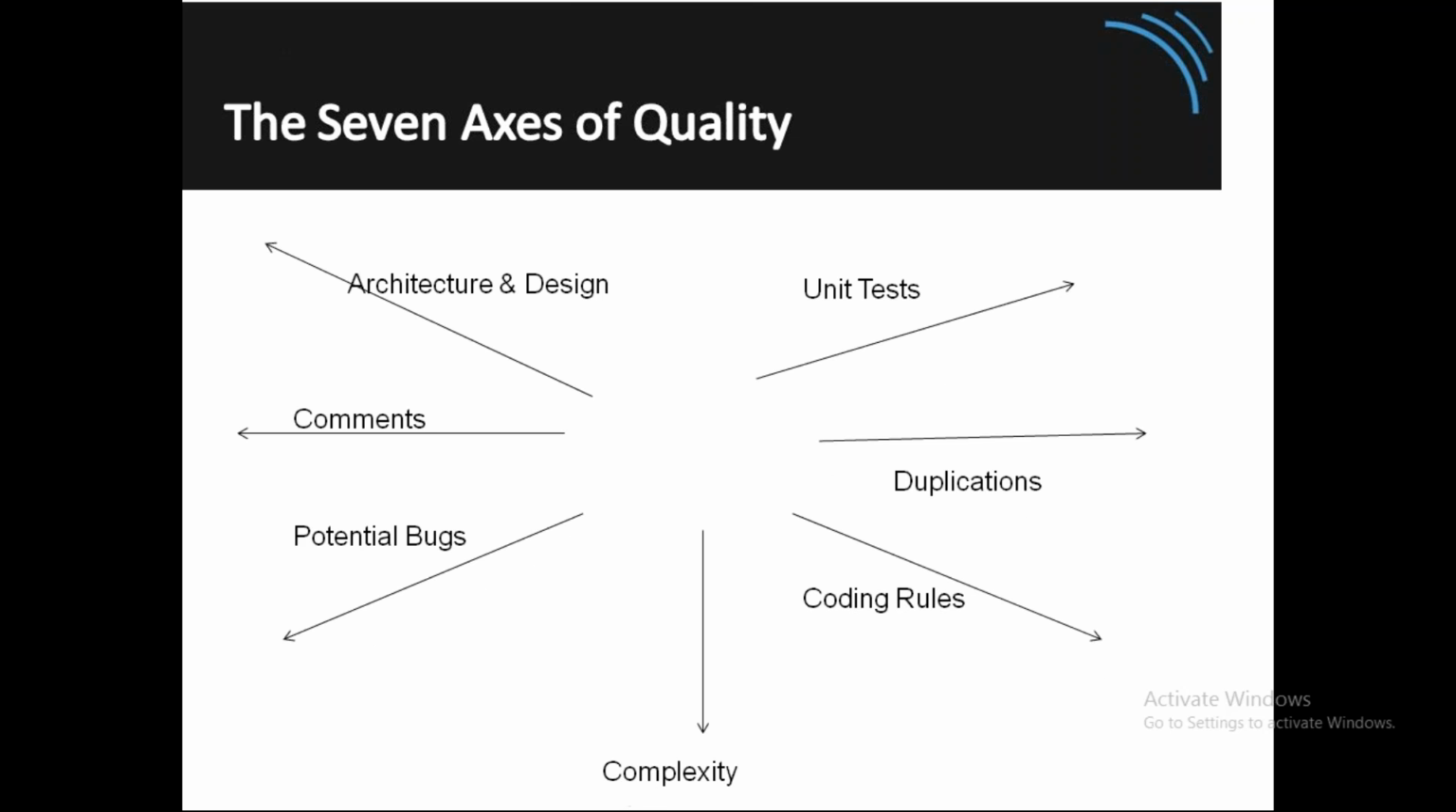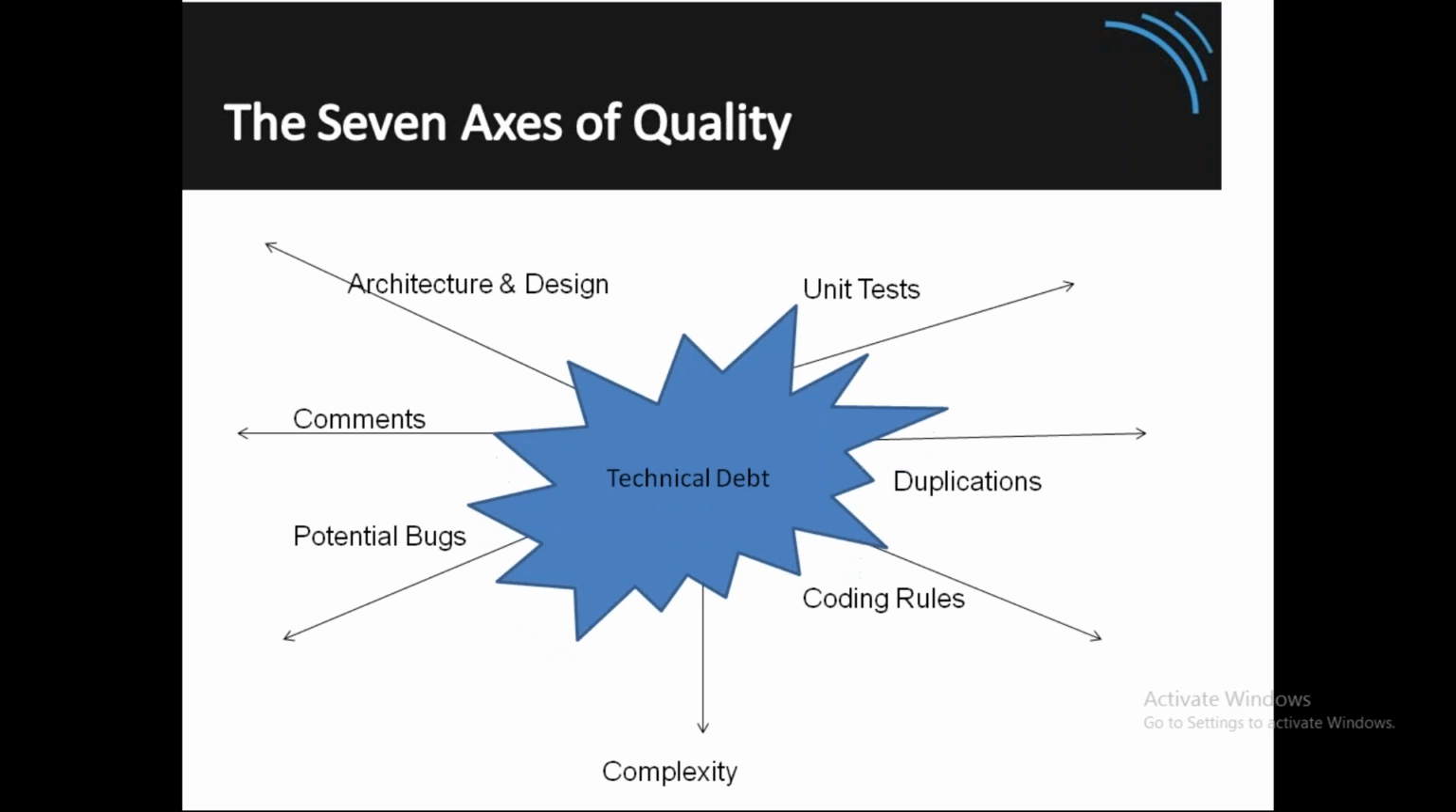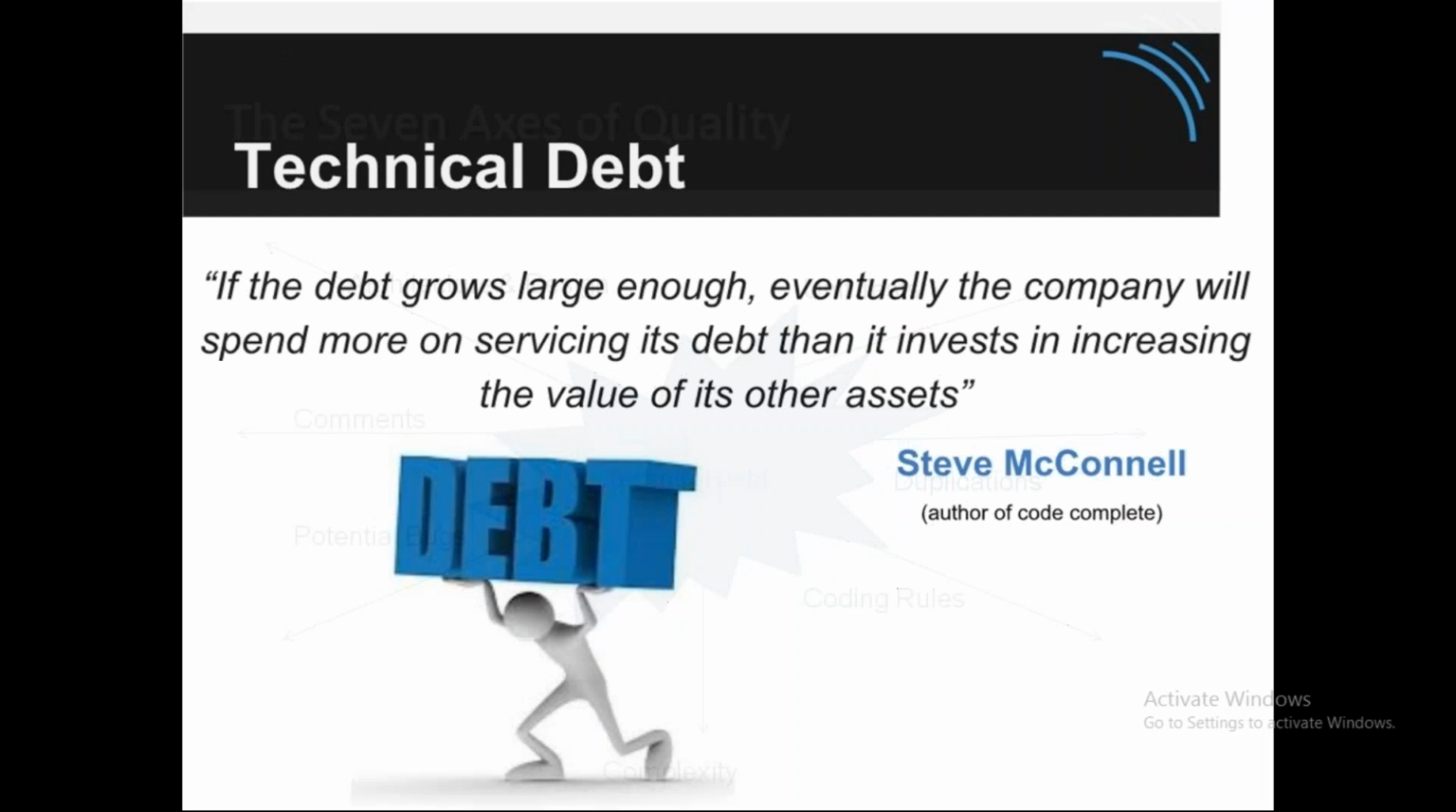As part of code quality, you want to measure these 7 deadly sins: architectural or design issues in your code, commenting issues, issues which may turn into potential bugs, complexity of the code, not following coding rules, duplicated code, and missing unit tests. So these are the 7 axes of quality which you want to run and find out through the source code.